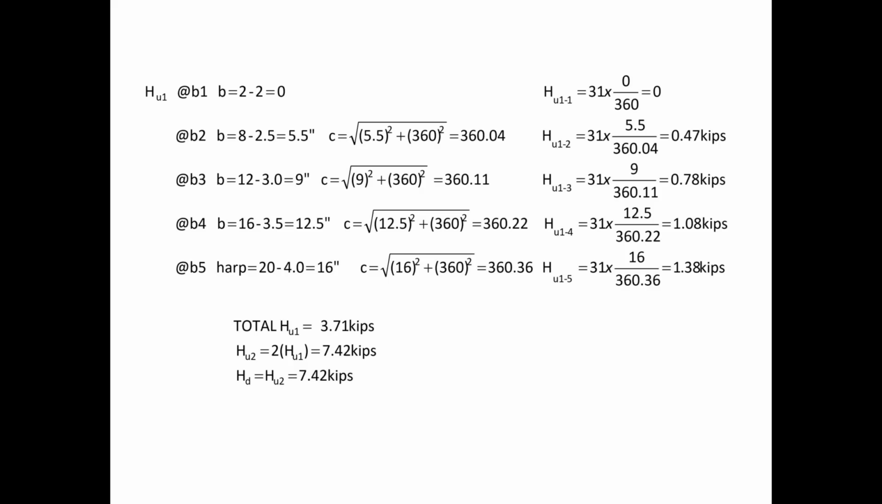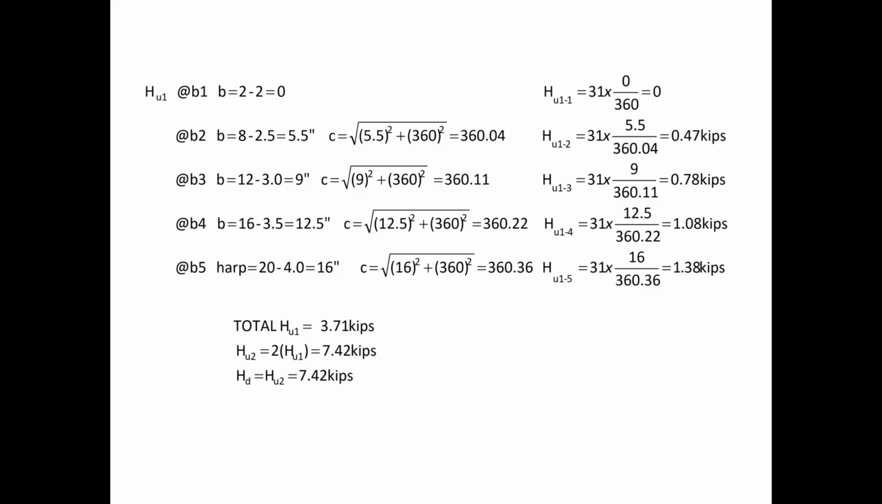Hold-up number two, and at the hold-down location, we have two diagonals for each strand, so the force is twice as much. So at the hold-down locations, we have a vertical force of 7.42 kips.